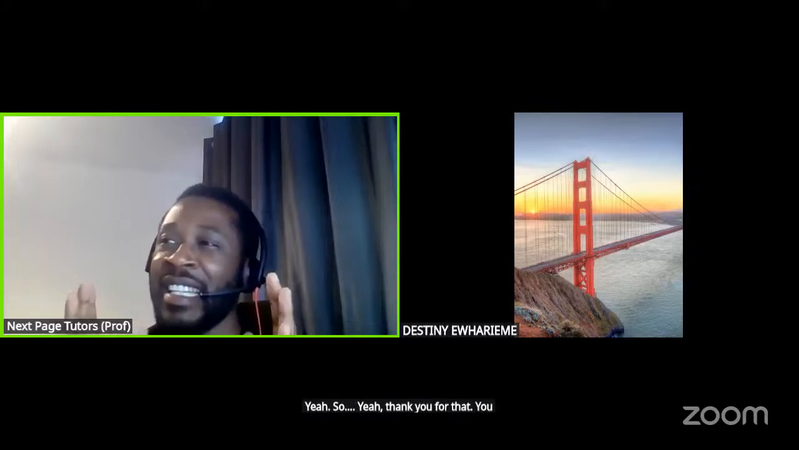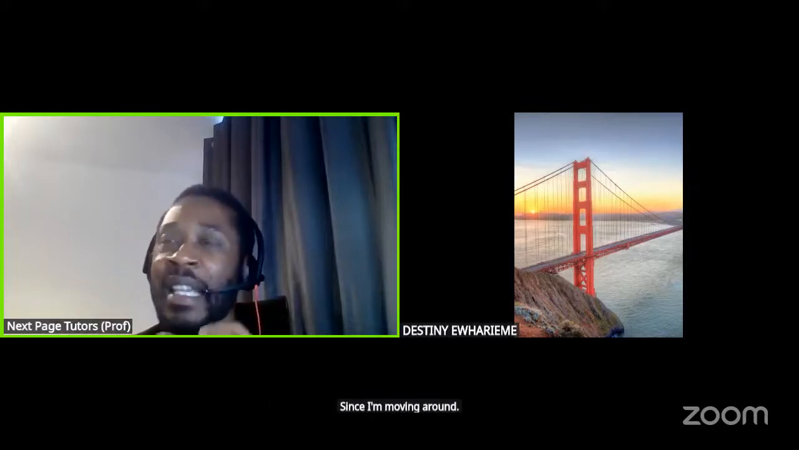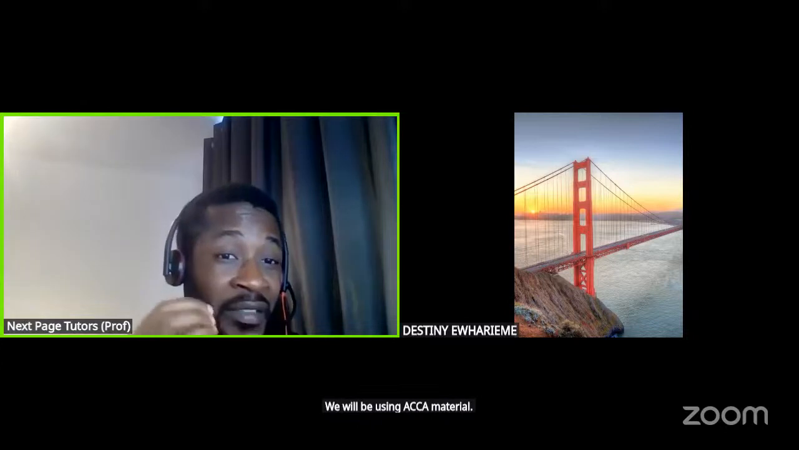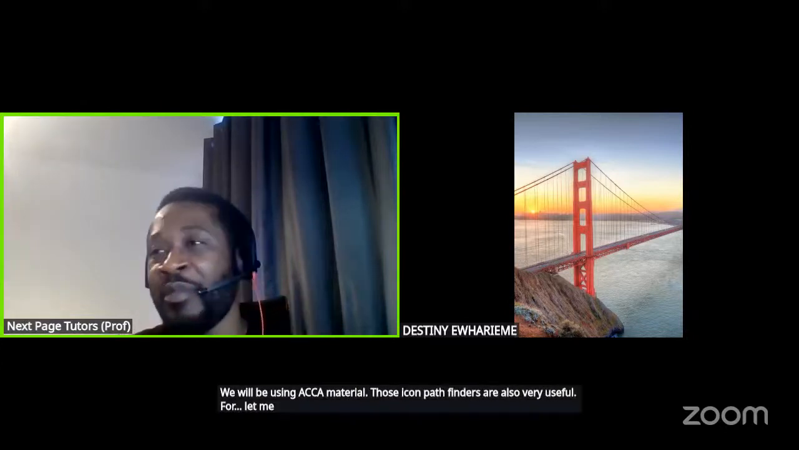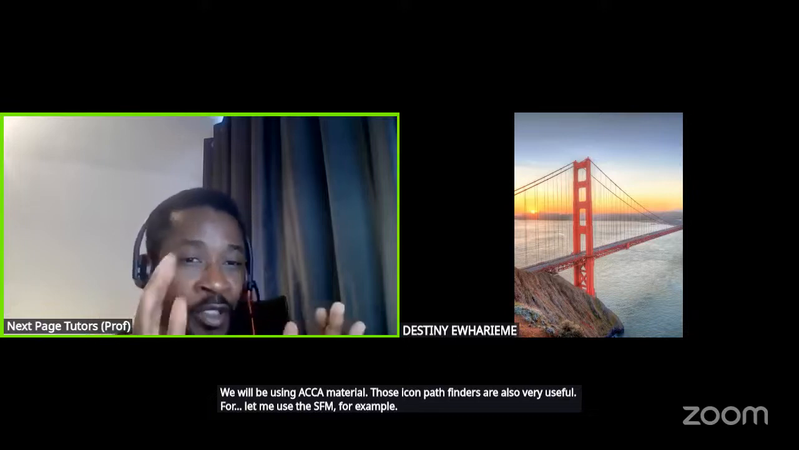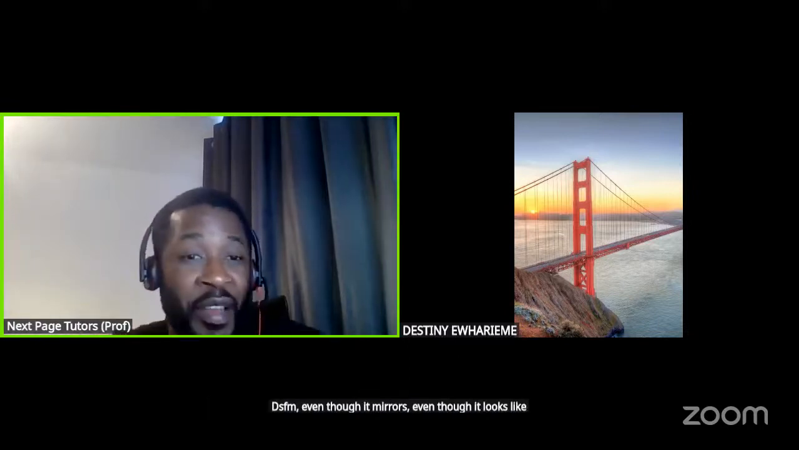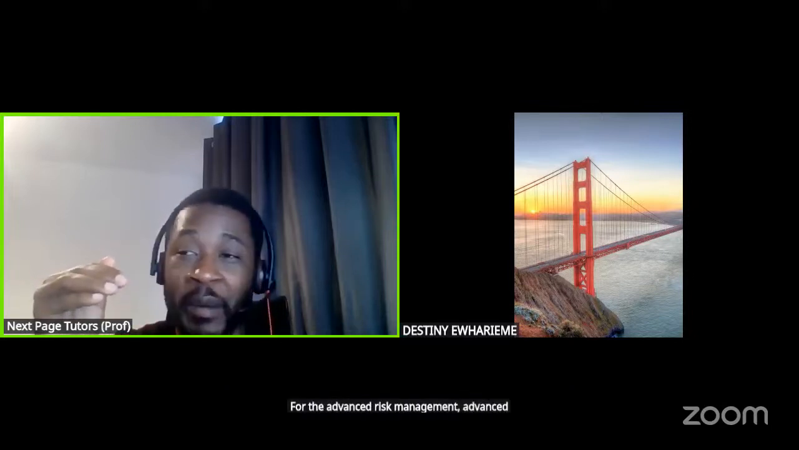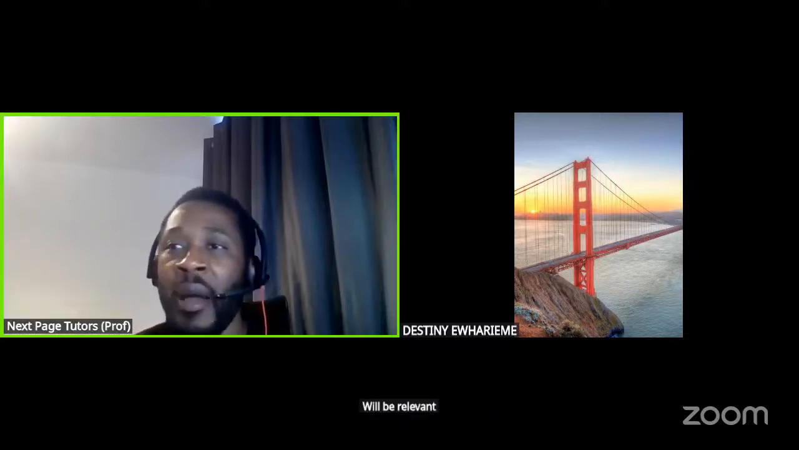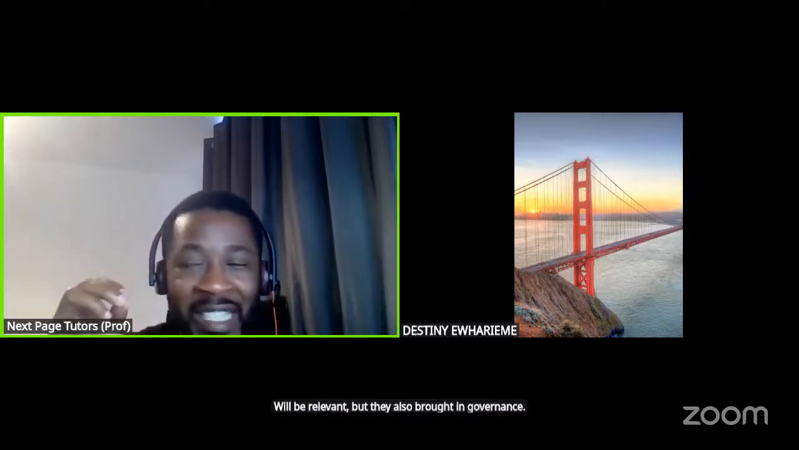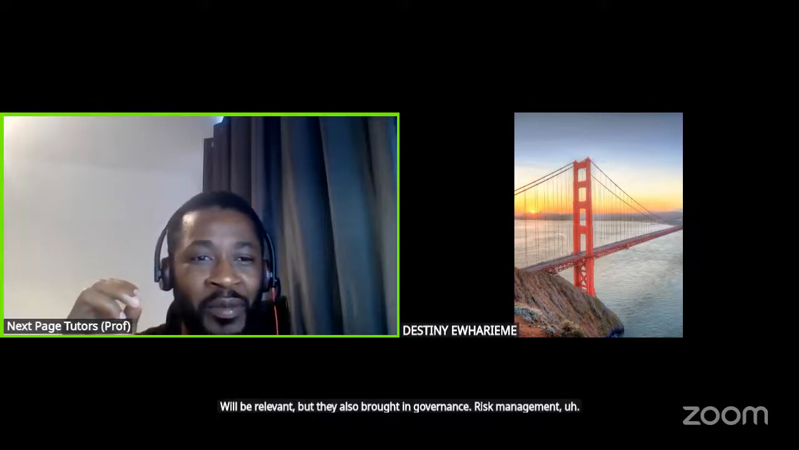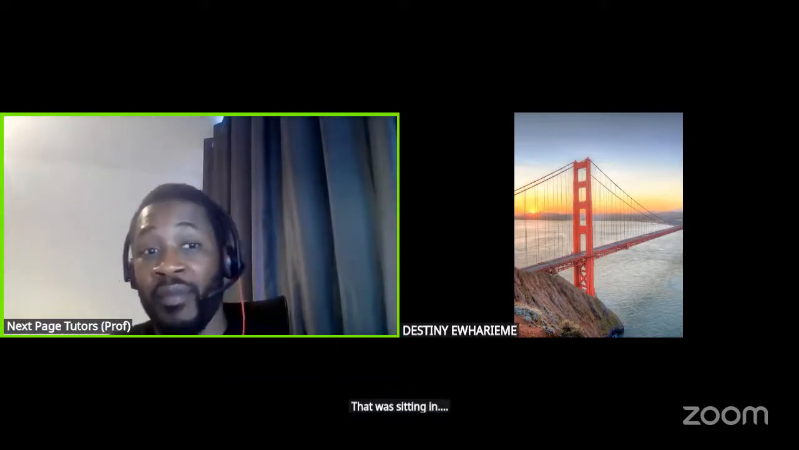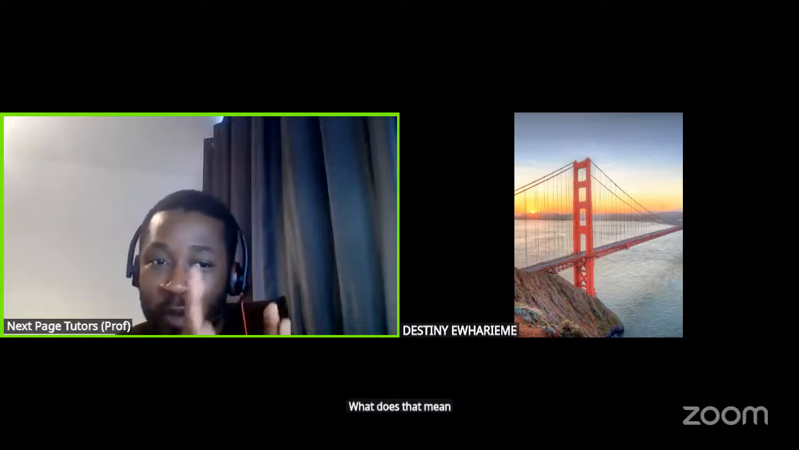You realize that things are moving around. At the same time, while we are saying we will be using ACCA material, those ICAN pathfinders are also very useful. Let me use the SFM for example. Even though it looks like the AFM will be relevant for the advanced risk management, advanced investment appraisal, and all of those, they also brought in governance, risk management, and strategic management that was sitting in CSME before.